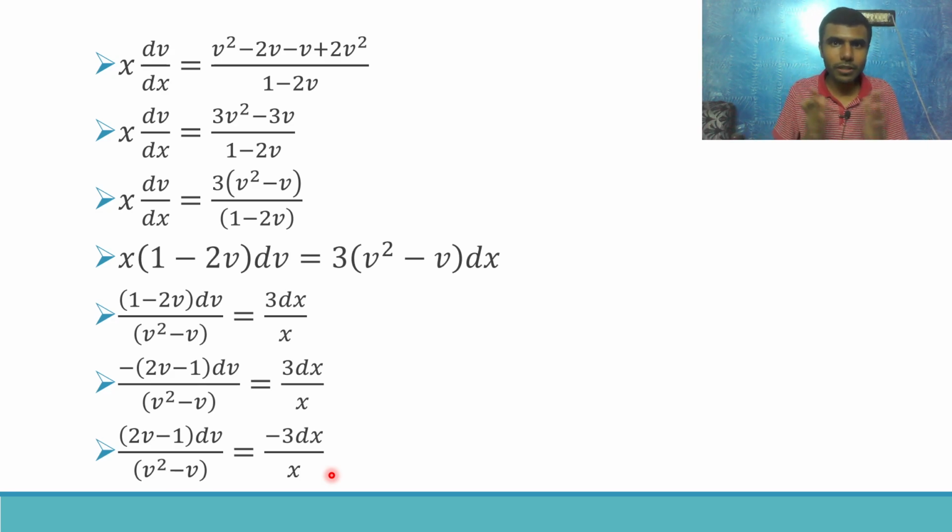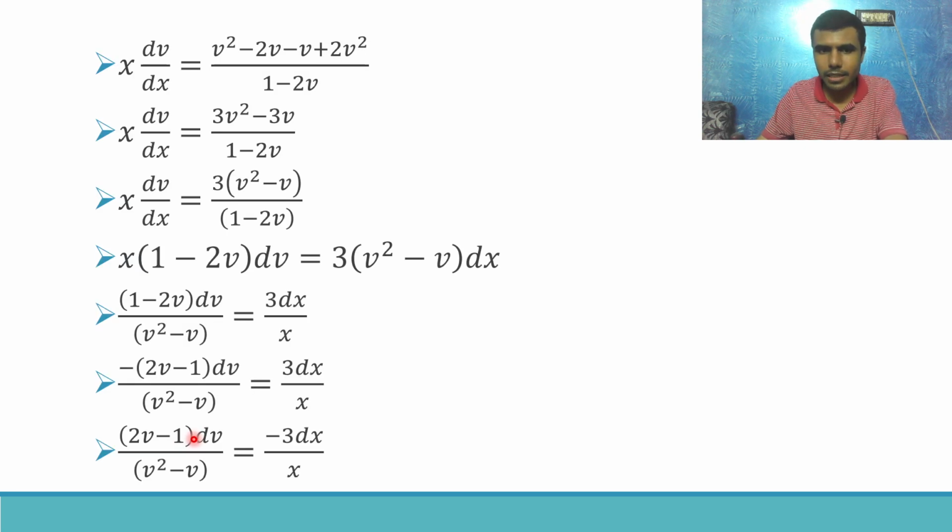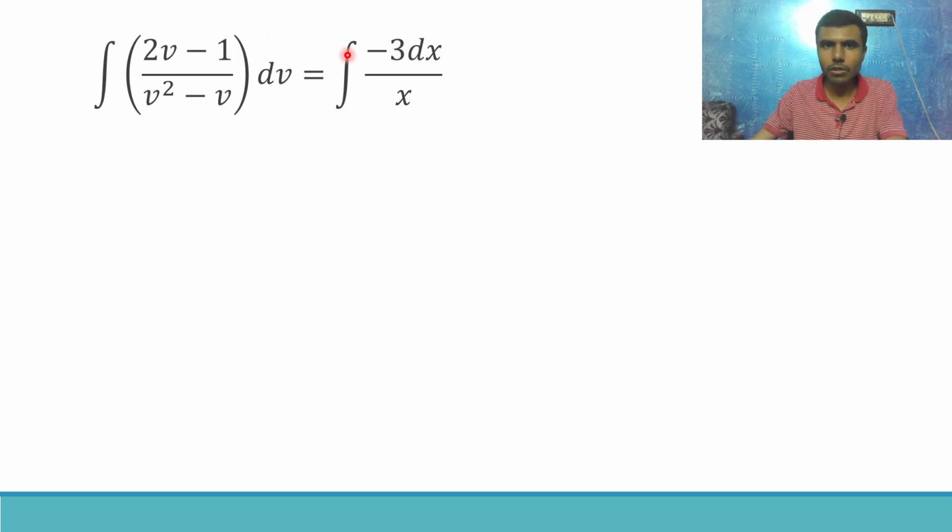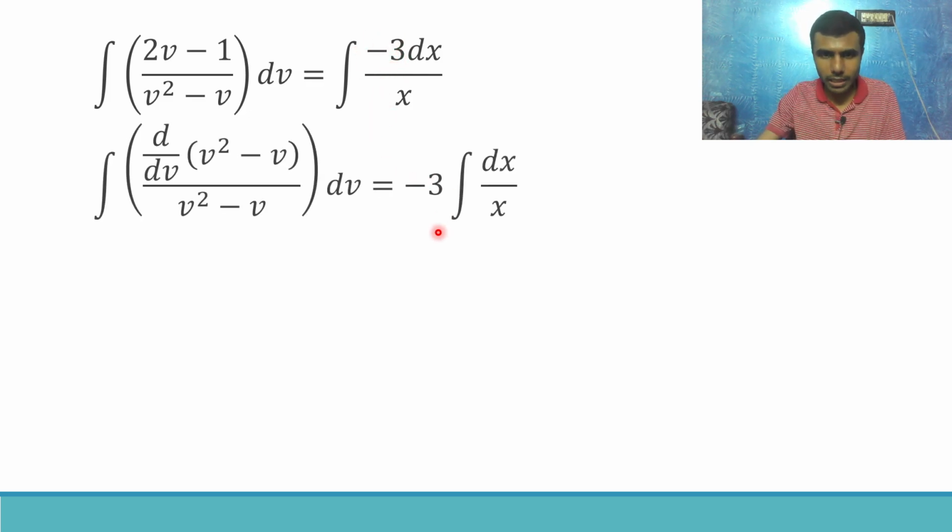Stay focused guys. Don't get distracted. Now next, just integrate on both sides. See, now I've got it in a form wherein I can start integrating. Integral of this is equal to integral of minus 3 dx by x. Now this minus 3 is a constant. You can keep it outside of the integral.